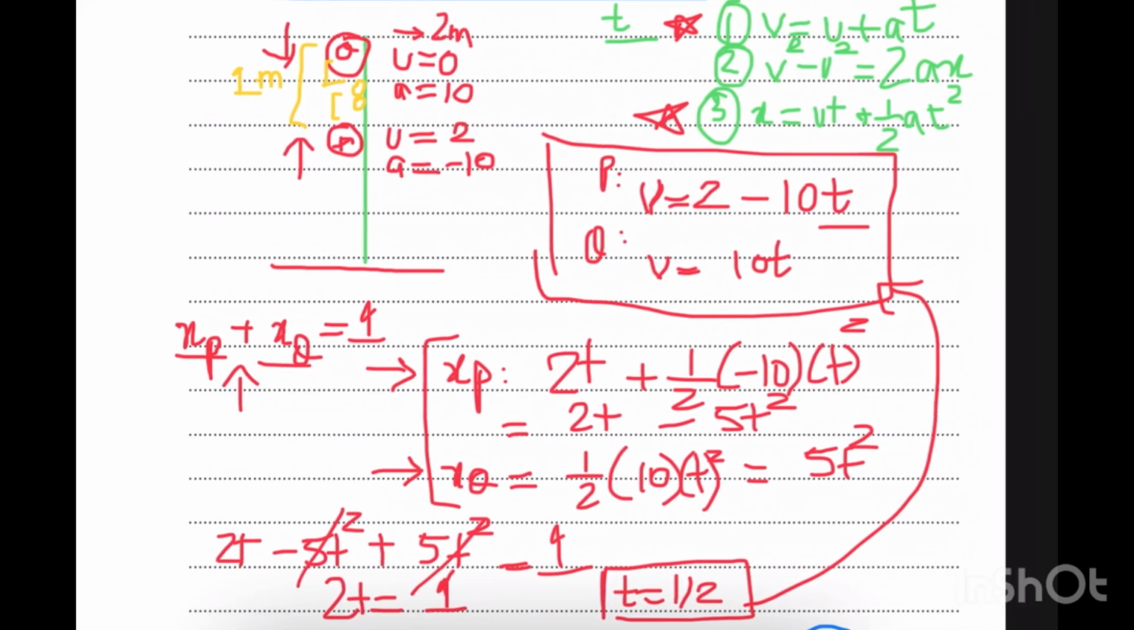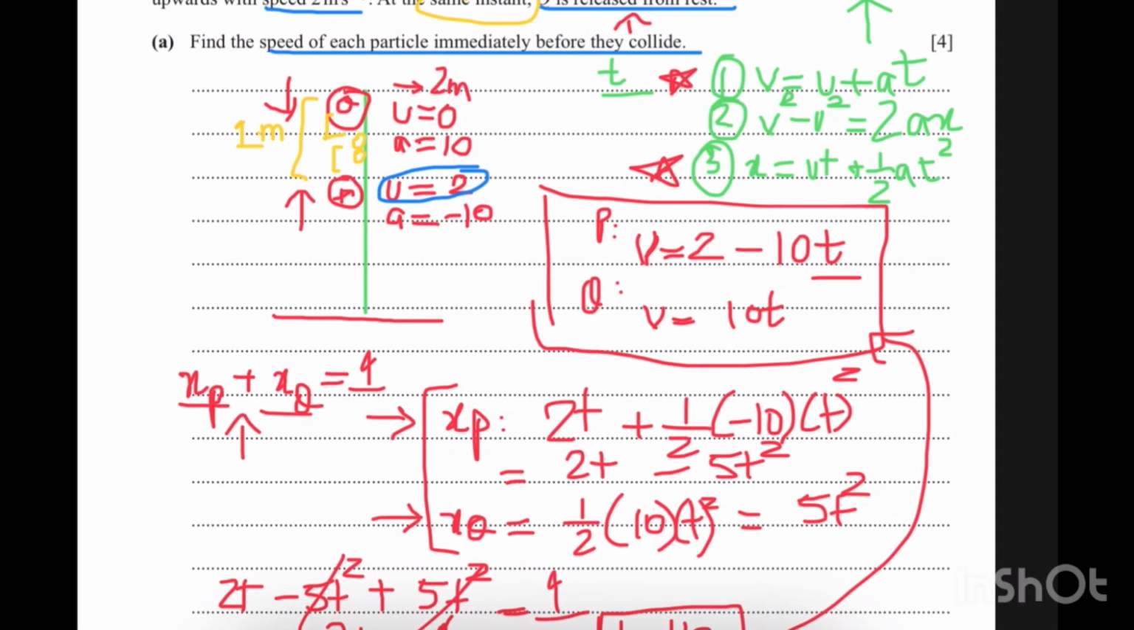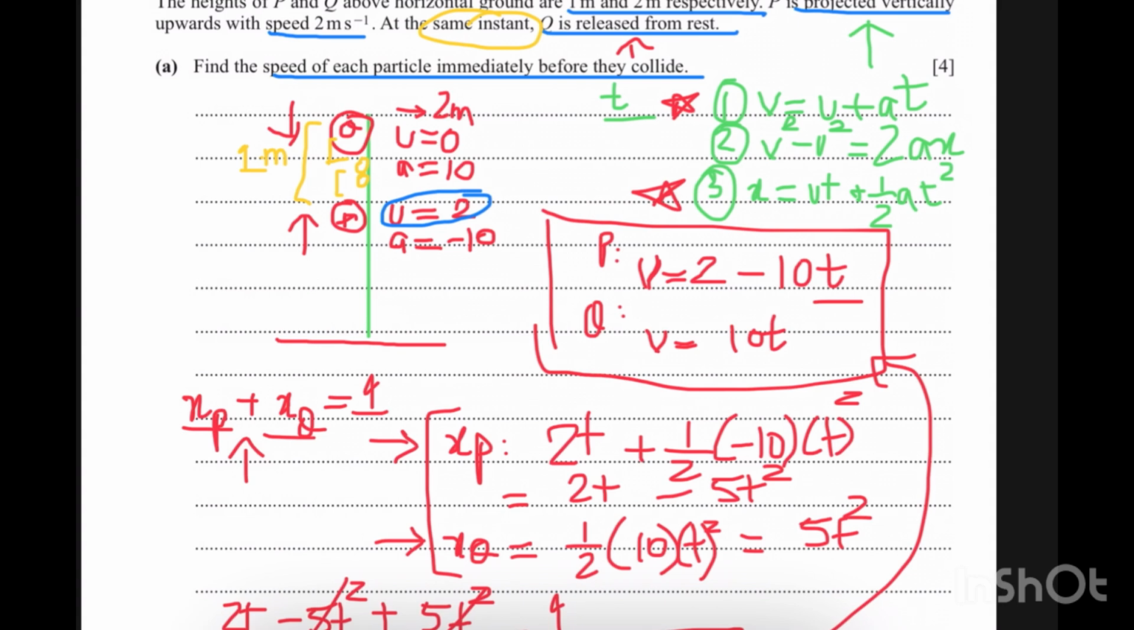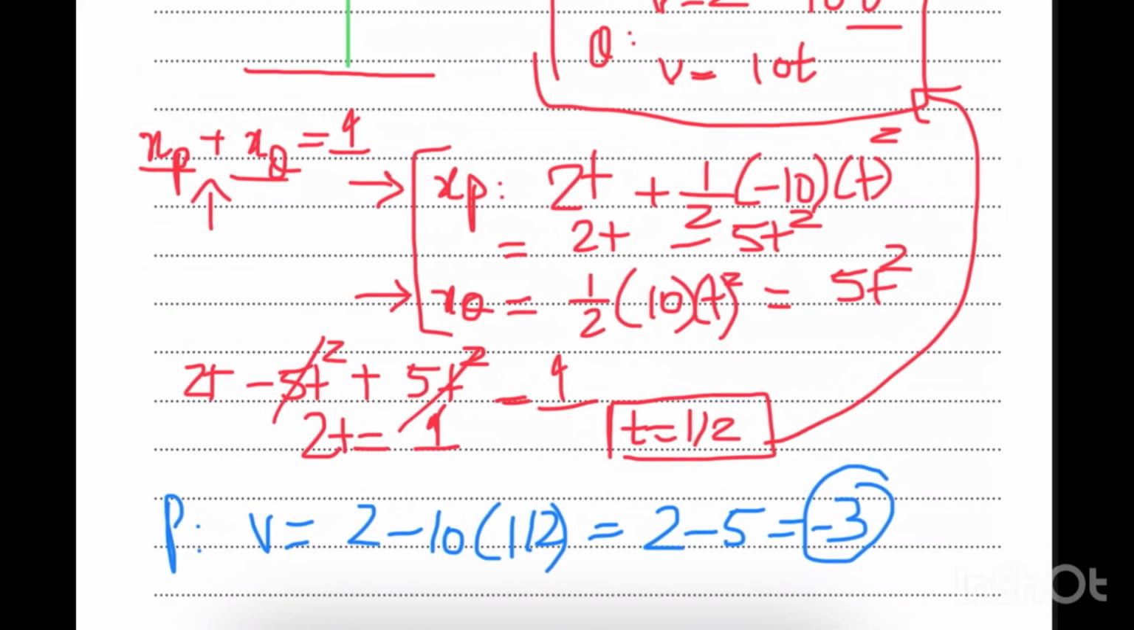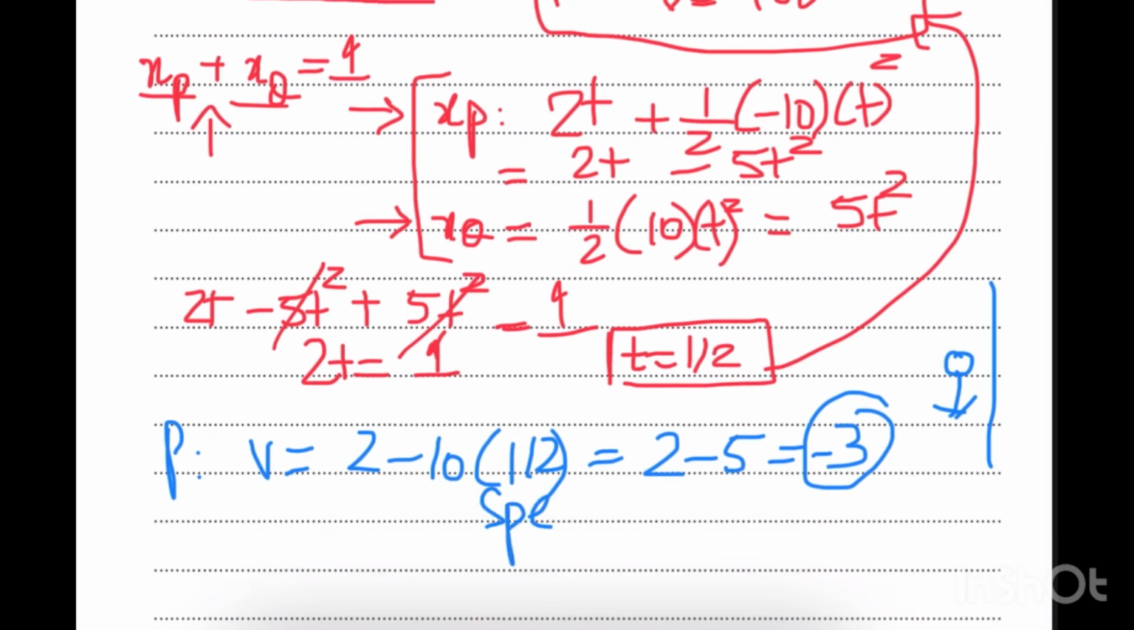Now over here we said that the initial velocity of p was 2, and this velocity was when it was projected upwards. So we took the upward direction as positive. So that means that now that its velocity is negative, what that means is that when p was going downward to the speed of 3, that is when p and q collided. So the speed of p was 3.